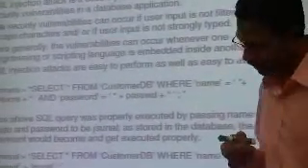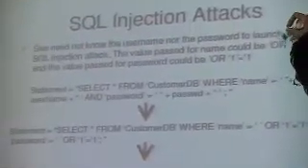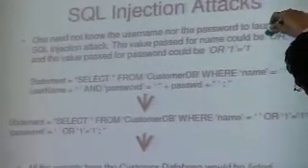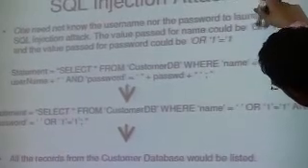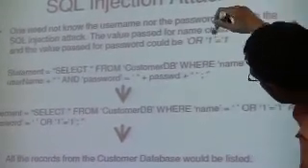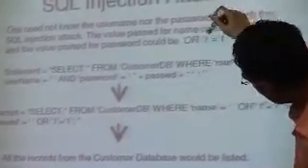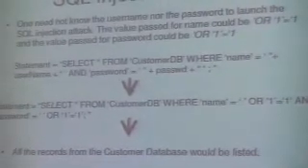Now instead, let's say for name I enter like this. We'll watch out why it has to be an apostrophe here, or 1 equals 1, and then for password I also enter or 1 equals 1. So let's see what happens with this.